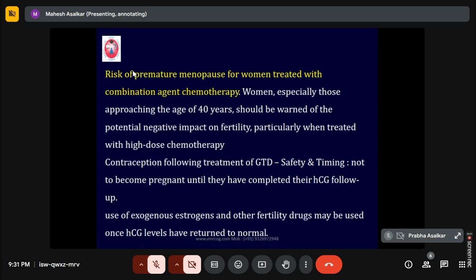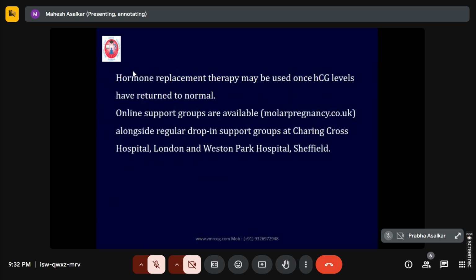Contraception following treatment for GTD: safety and timing, not to become pregnant until they have completed their SCG follow-up. This we have seen. Then use of exogenous estrogens and other fertility drugs may be used once the SCG levels have returned to normal. So if they want to plan the pregnancy and the SCG has come back to normal, then estrogen and other fertility drugs can be used for these patients. Hormone replacement therapy may also be used once the SCG levels have come back to normal. So once the SCG levels are normal, she can conceive. You can use the other fertility drugs also. Even if HRT is required, you can give the HRT also.